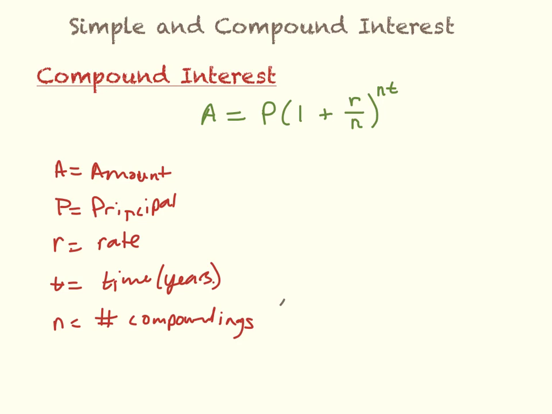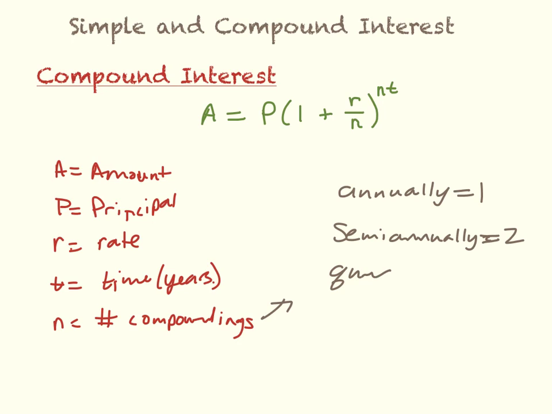So what we need to note for the number of compoundings is that annually is 1. So N is 1. Semi-annually N is going to be 2, twice a year. Quarterly is going to be 4, because quarter means 4. So it's 4 times a year. And the last one that we might have is monthly, which there's 12 months in a year, so that would be 12.